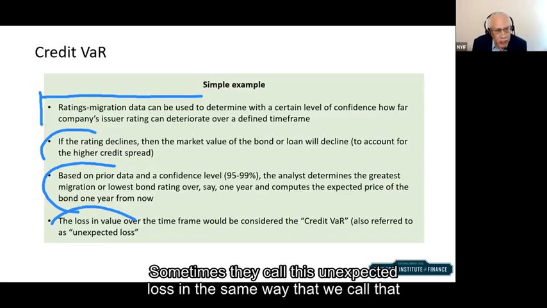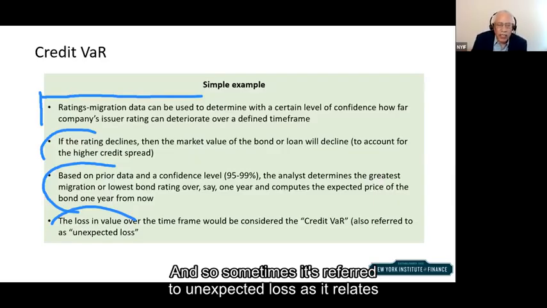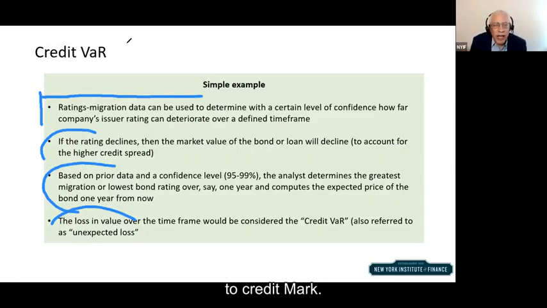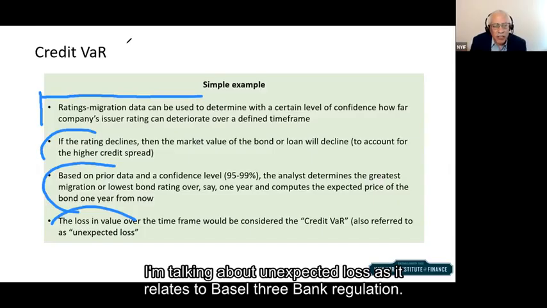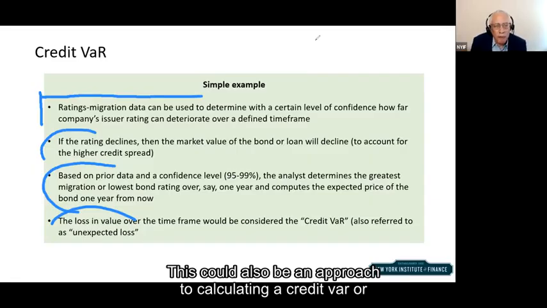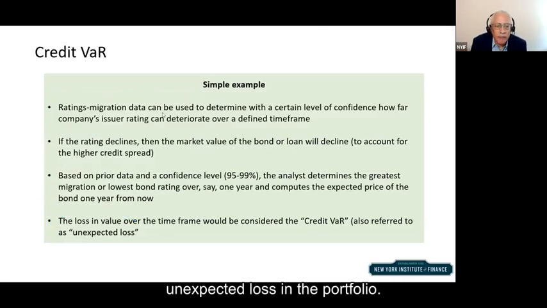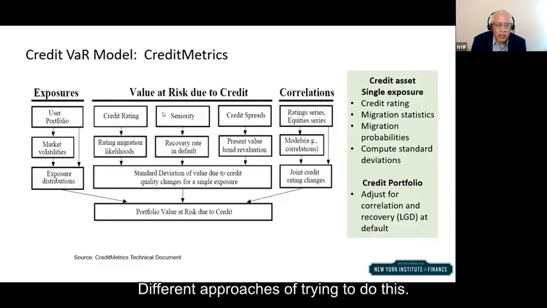Sometimes they call this unexpected loss in the same way that we call that in market VAR when you do that particular calculation. And so sometimes it's referred to as unexpected loss as it relates to credit VAR. I talked about unexpected loss as it relates to Basel III bank regulation. That's a different approach. This could also be an approach to calculating a credit VAR or unexpected loss in the portfolio. Different approaches of trying to do this.